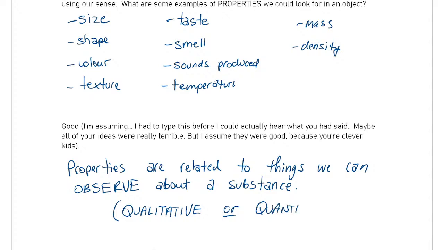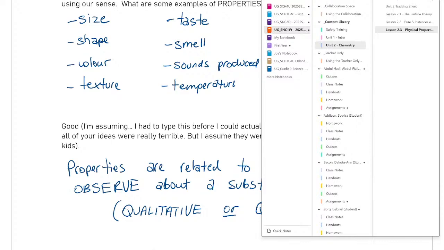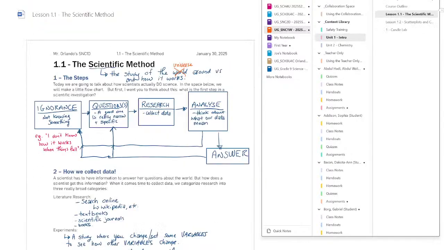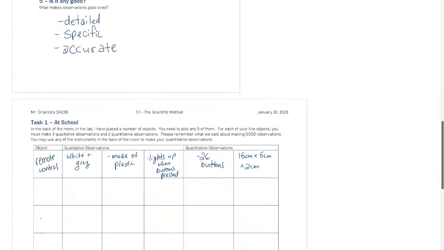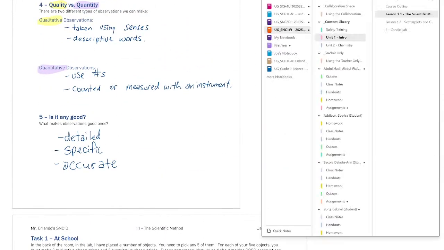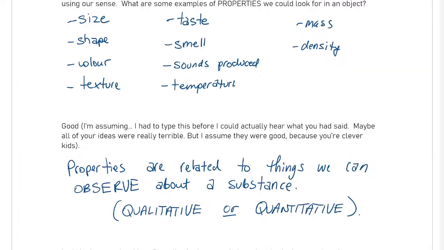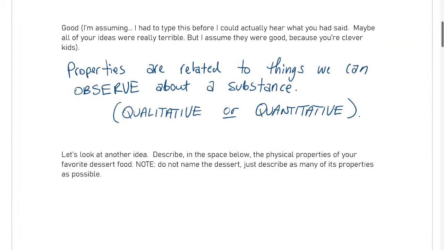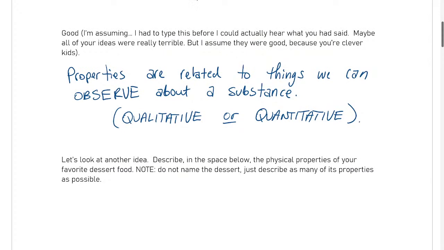And in fact, last week, I had you make some qualitative and quantitative observations about things in the real world, some things in our classroom and some things at home. I think that was in lesson 1.1, where we just talked about the scientific method. And that's one thing I asked you to do, was to take some observations, both qualitative and quantitative. Today, this is why this is going to be a short note, we're going to do that same thing. I thought we could do another thing.